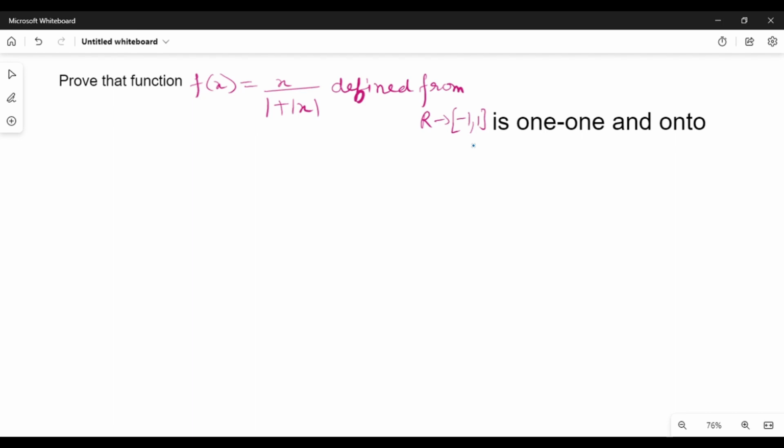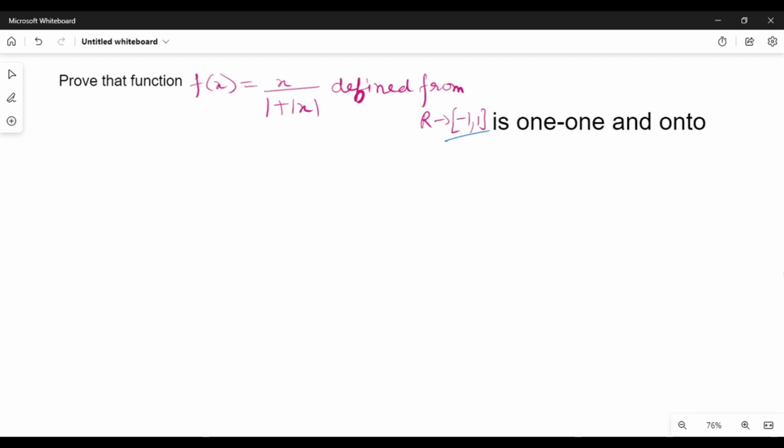So here I am with one question from chapter 1, Relation and Function, of class 12. Here in the second part of this chapter, we are looking at how to prove a function is one-one or onto. Now here you have a function given by f of x is equal to x over 1 plus mod x, defined from R to the closed interval minus 1 to 1. Is it one-one and onto?